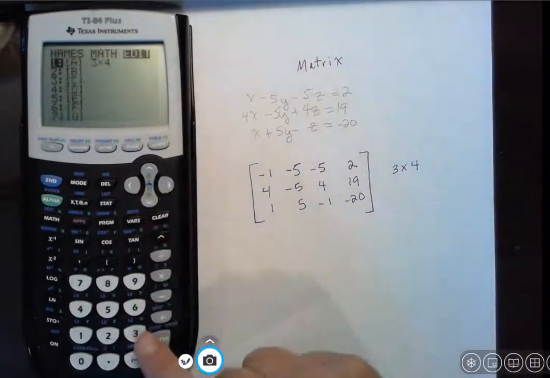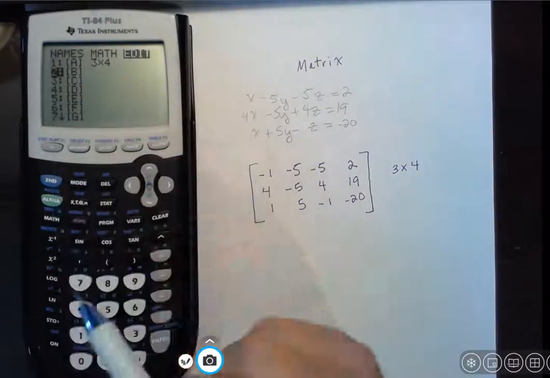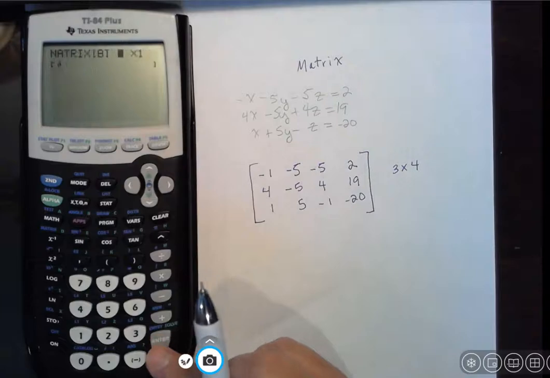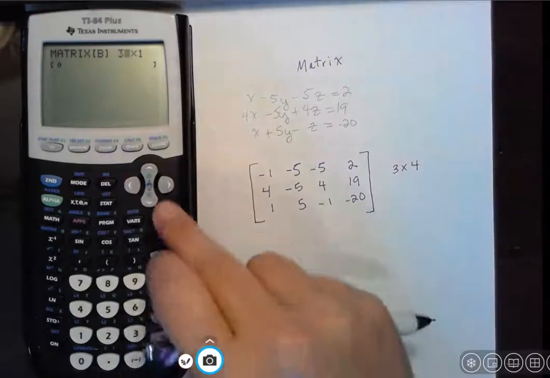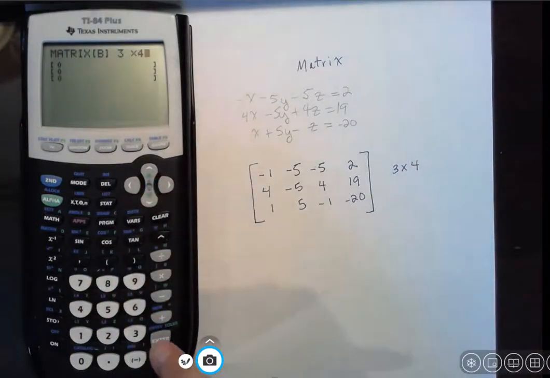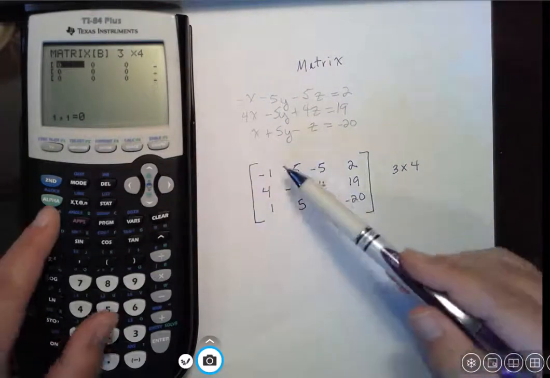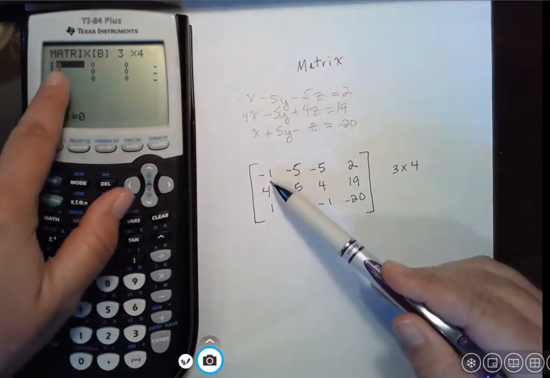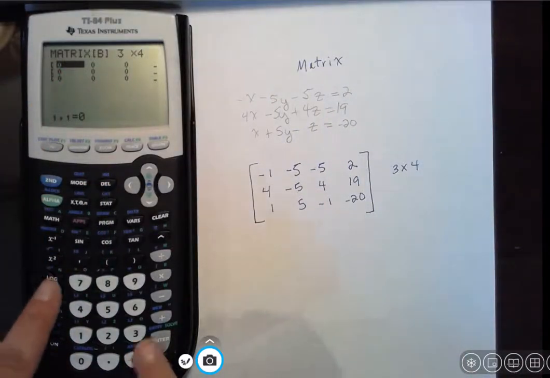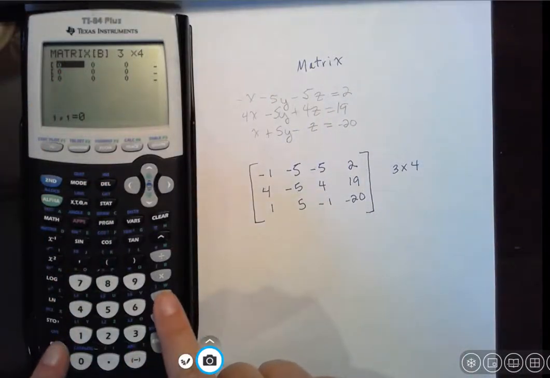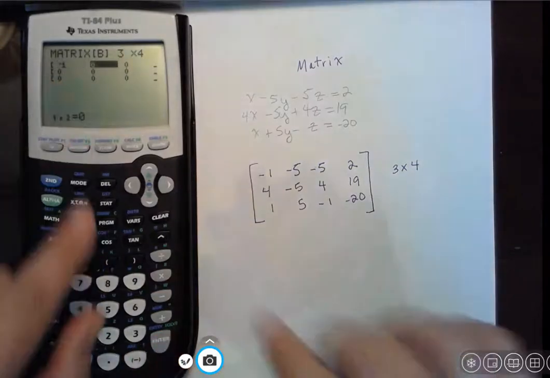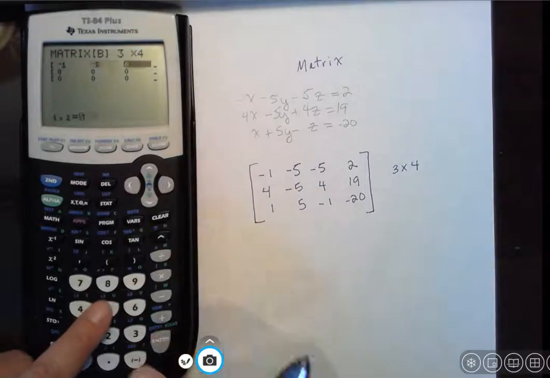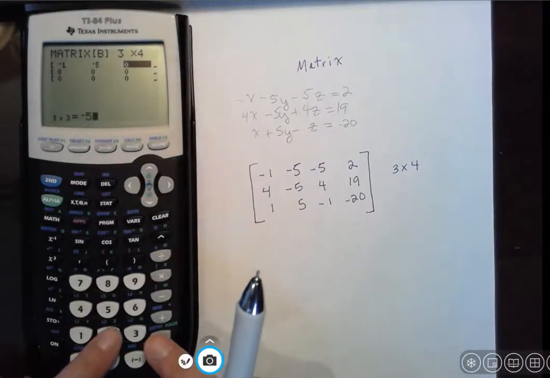So what I'm going to do is go over here to edit, and I'm going to go down to B and edit B. Okay, and when I do that, notice they want the dimensions of the matrix. So we're going to go 3 by 4. Now we're going to type these numbers in just exactly how you see it here. So negative 1, and don't use the minus sign when you're plugging in for a negative 1. That's telling it what to do. That's an operation. Negative tells us what kind of a number it is. So negative 1, enter, and we're just going to work our way over. Negative 5, negative 5, and 2.